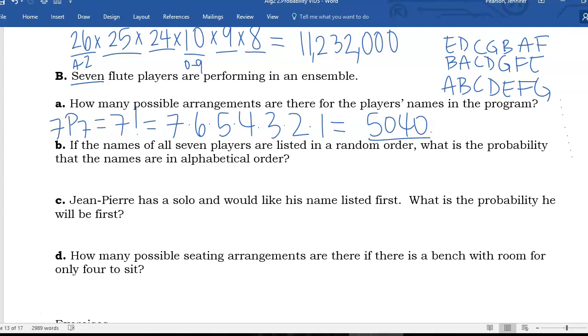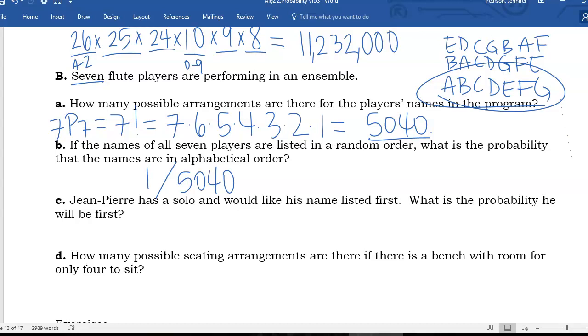But guess how many of them are A, B, C, D, E, F, G? Only one. Out of all the different ways to arrange those letters, only one of those ways is the alphabetical way. So 1 out of 5,040 are alphabetical. The other 5,039 ways would be a scramble, right? Letter C, Jean-Pierre has a solo and would like his name listed first. What is the probability that he will be first?